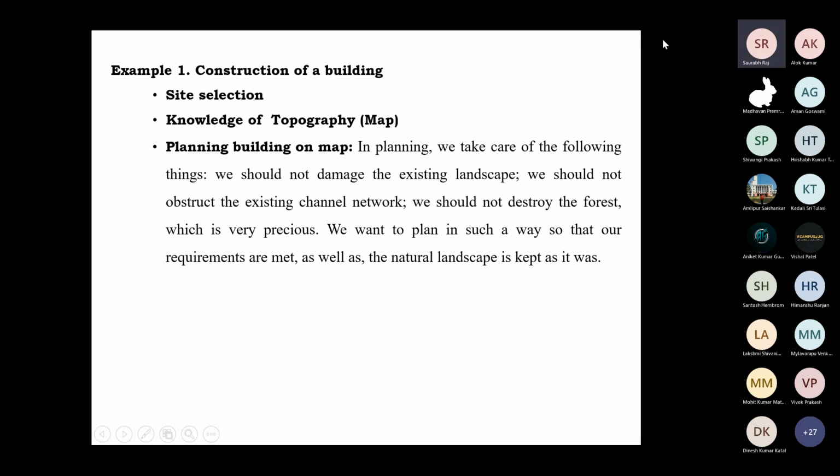Flood generally occurs in rainfall. Yeah. So the network is okay? My network sometimes breaks. Is it okay? Yes, sir, it's fine.